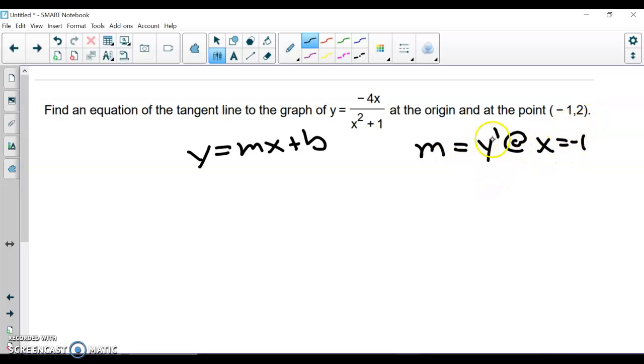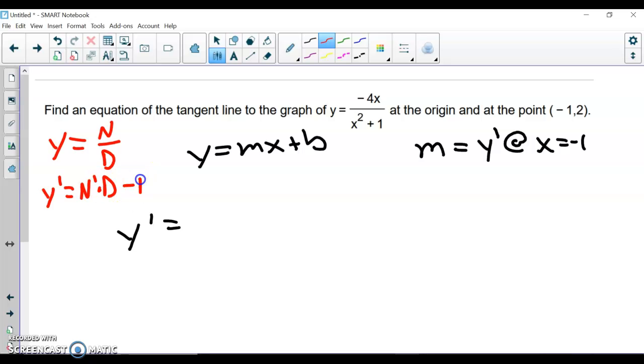And again, the slope is going to come from finding the derivative and then plugging in that x value of -1. If you notice here, we've got a quotient, so we use the quotient rule. And I like to simplify the quotient rule a little bit. Remember, if we think of this as numerator over denominator, then the derivative is the derivative of the numerator times the denominator minus the derivative of the denominator times the numerator, all over the denominator squared.